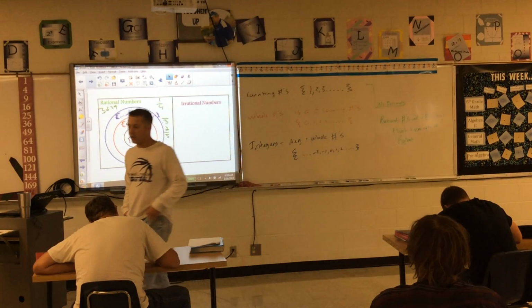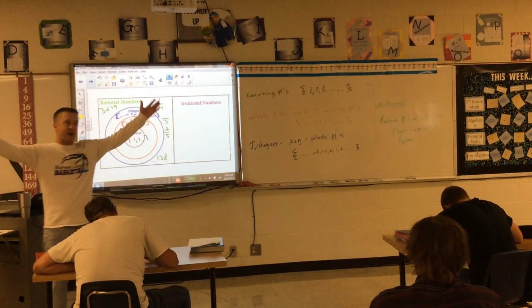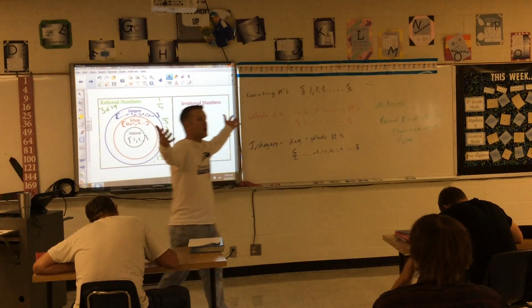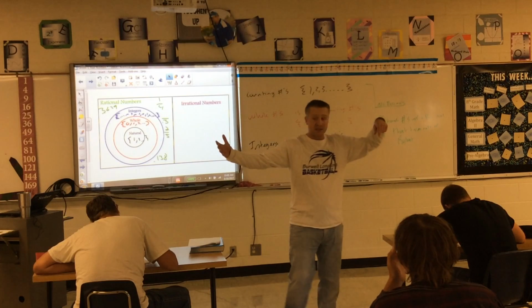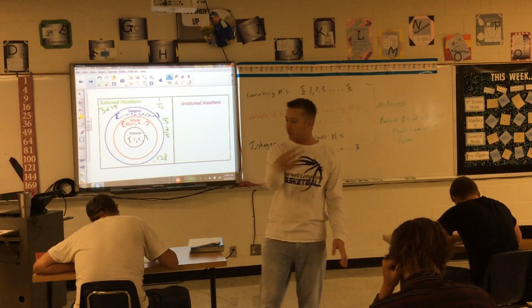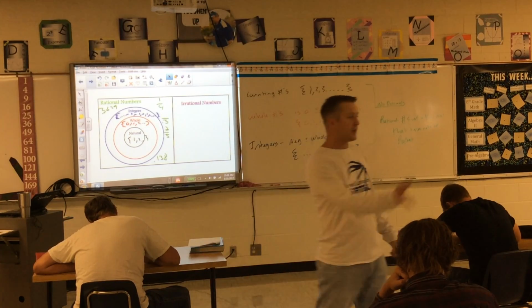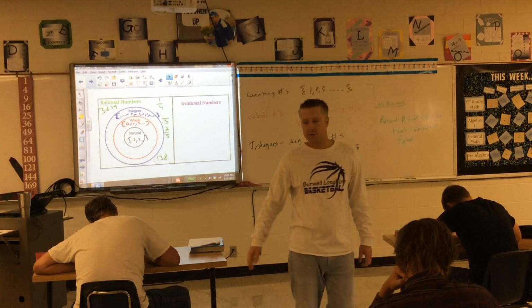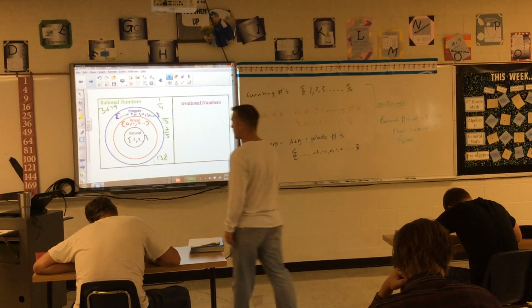Which just leaves us with irrational numbers, and irrational means you're crazy and you can't explain it. So irrational numbers, and you go ahead and write this down for a definition, the decimal goes on forever. It does not repeat. Okay? Irrational numbers go on forever and they do not repeat.